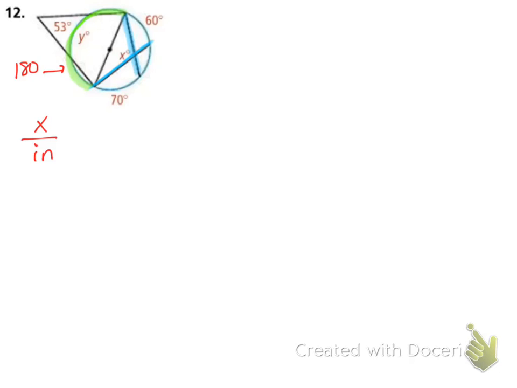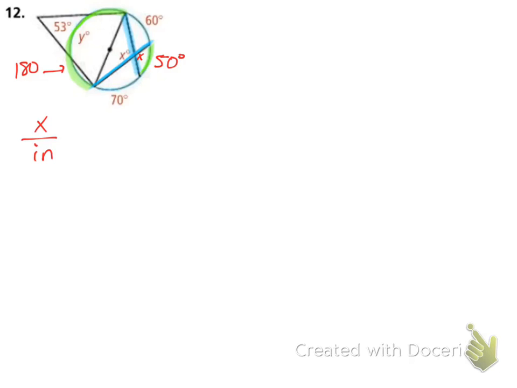And then again the vertical angle with x. Oops, let's do it in red. And the arc that goes with that x that I just drew in was this little arc. Again, I know that this half of the circle is going to be 180 degrees as well, so I know that this arc is going to be 50 degrees, because 60 plus 50 plus 70 equals 180.